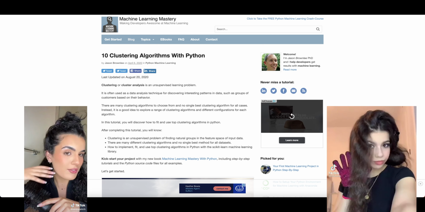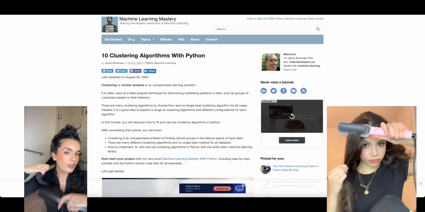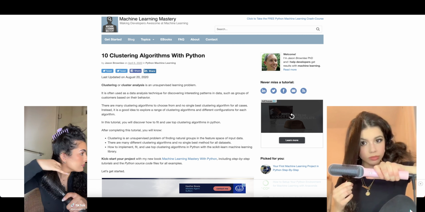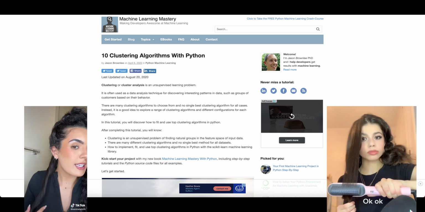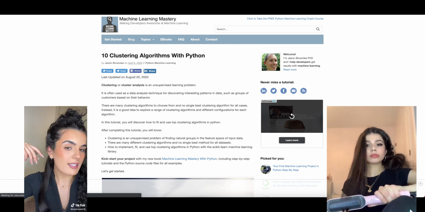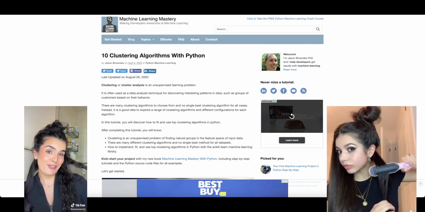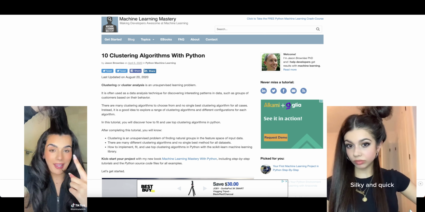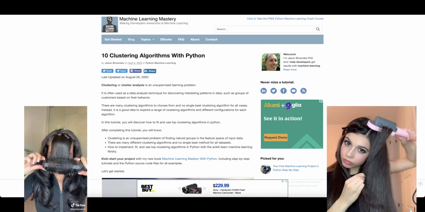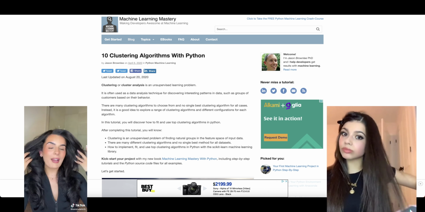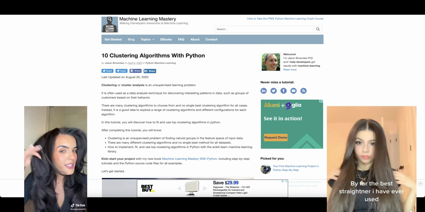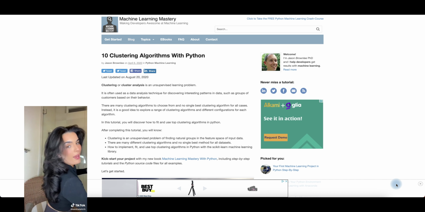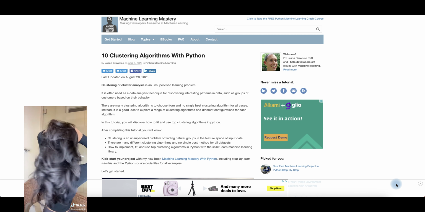So, cluster analysis is often used as a data analysis technique for discovering interesting patterns in data, such as groups of customers based on their behavior, i.e. women picking a certain product or certain tools for their hair to try and emulate the models they see in hair commercials, so they don't have to feel too bummed out or stressed or deeply insecure. We know that there are many clustering algorithms to choose from, and there's no one best clustering algorithm for all cases, as every case is different.